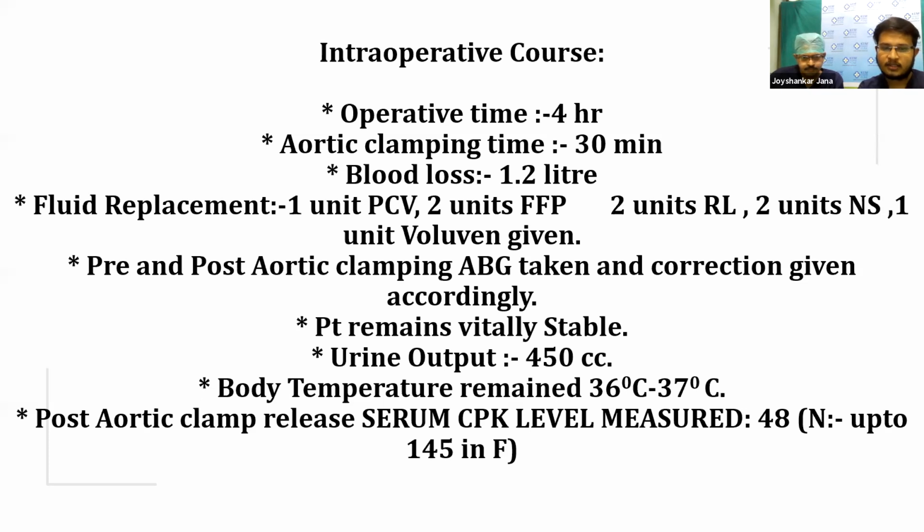Post aortic clamp release, we did the serum CPK level measurement, that is 48, but the upper normal limit is 145 in the female. Why do you check for serum CPK levels? Because aortic clamping was done, so there is a high risk of hypoxemia, muscle ischemia, and cardiac ischemia, but we have done the serum CPK level, that is within normal limit, 48. So there is no significant muscle ischemia.